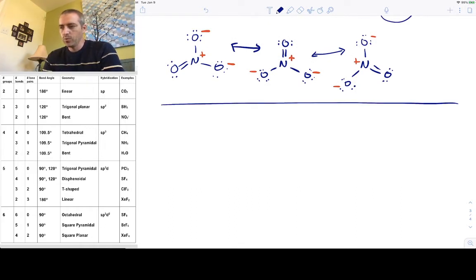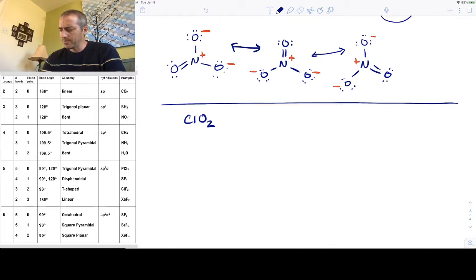Let's get even weirder. Let's look at some examples that have exceptions to the octet rule. This is an example I remember struggling over in my undergrad. But if you follow the rules and follow the steps, it's actually a very straightforward example. And this example is going to be ClO2. This is an important molecule in atmospheric chemistry. It's important for degradation of ozone.